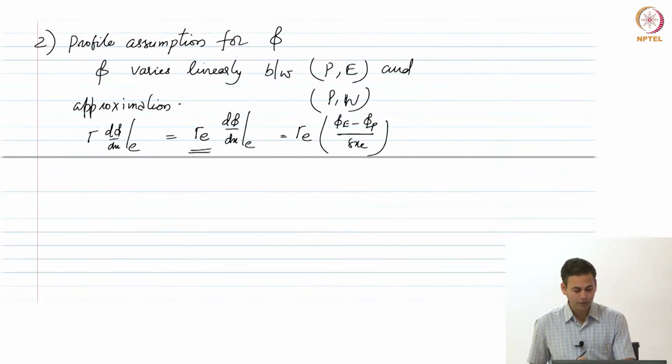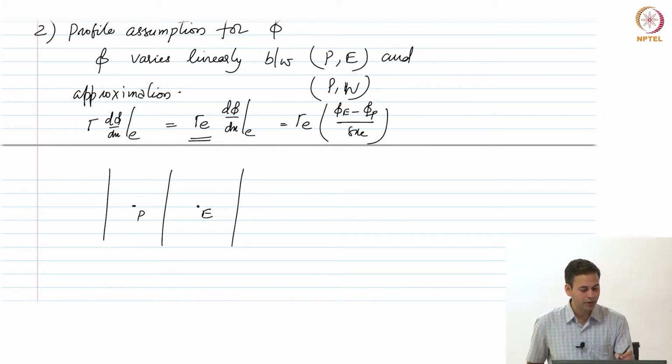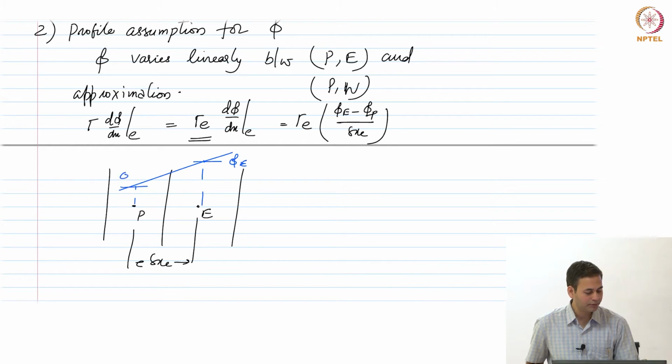If you recall what we had, this is our p, this is our east. Let us say our variation for phi is something like this, right. So, what we have is this distance between these two is del x e, and the values are, this is phi east, this is phi p, right. So, we are evaluating the value of the gradient on this east face, so this dou phi dou x on the east face would be phi east minus phi p upon the distance, that is del x e. Okay. So, that is what we have introduced.